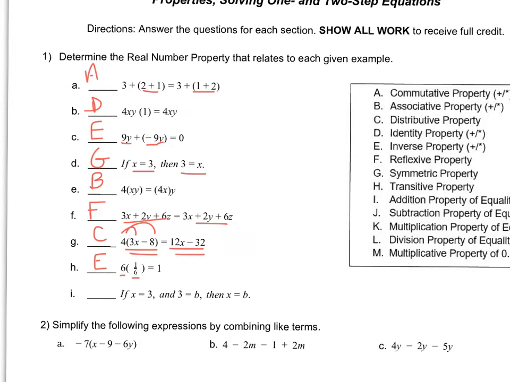And the letter I says if x equals 3 and 3 equals b, then x equals b. So that is the transitive property because it has 3 parts.